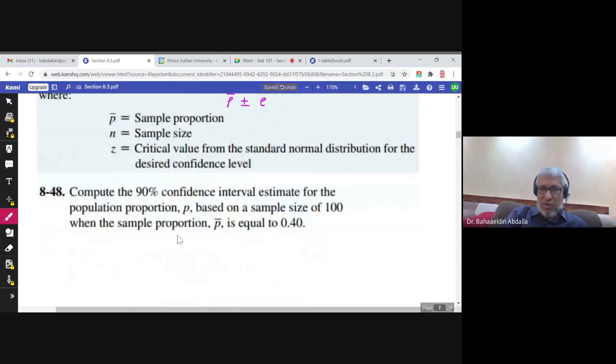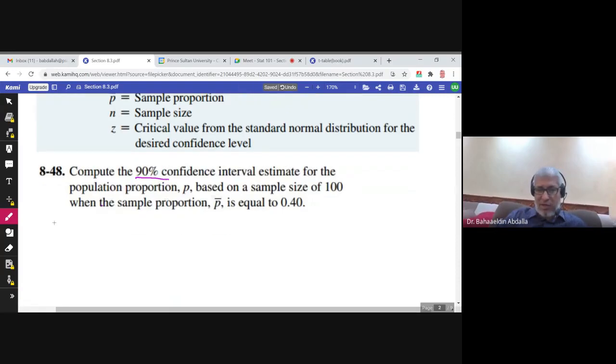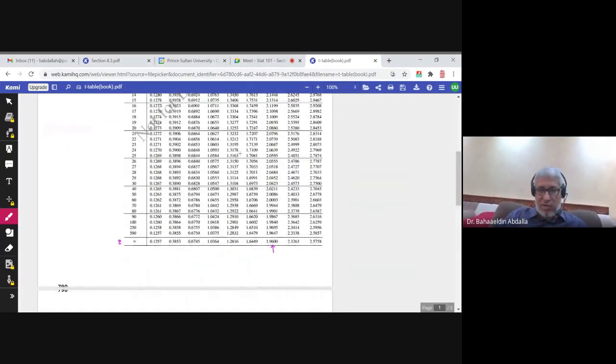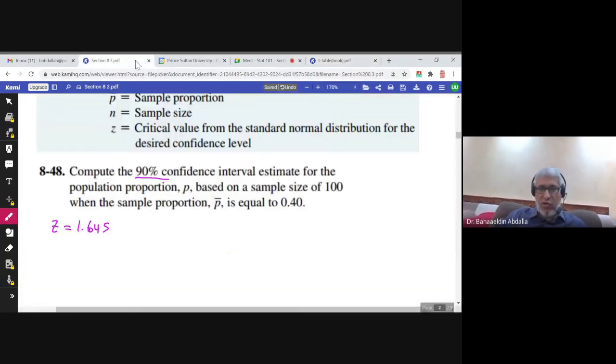And let us solve an exercise. Compute the 90% confidence interval. If you remember in 8.1, if 90% is the confidence level, then the critical value is 1.645. You can find that from the Z table by dividing 90 by 2 and searching for 0.45 inside the Z table, or you can use the T table, look at the 90% column and go to the last row. It is 1.6449, or I can just use 1.645. So that's the critical value.